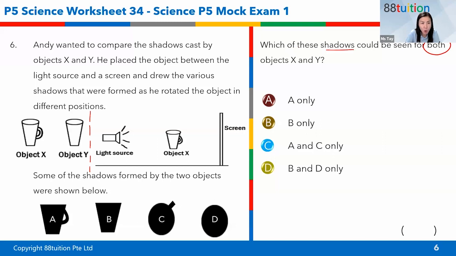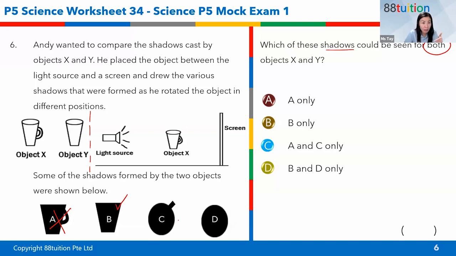Yeah, Gordon says no. I can see your face. Okay, because for object Y, look at how this object is formed. It's like a cup without the handle, right? So this definitely not. Can it be B? Yeah, can it be B? Of course, it can be B.